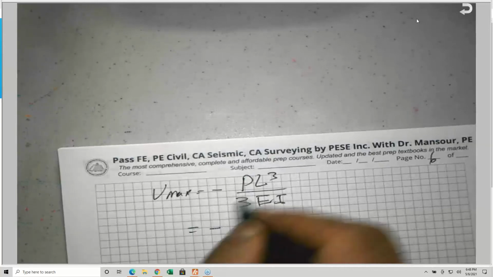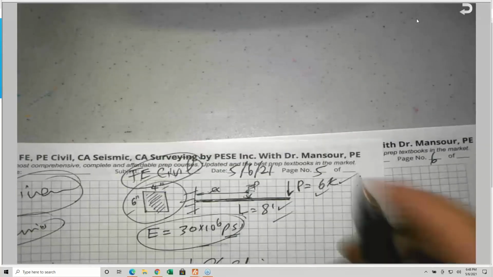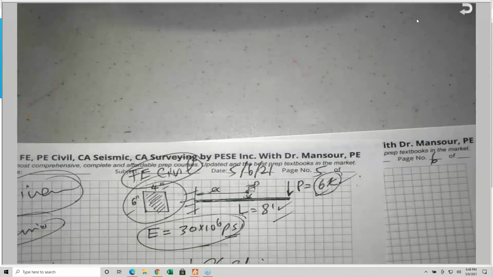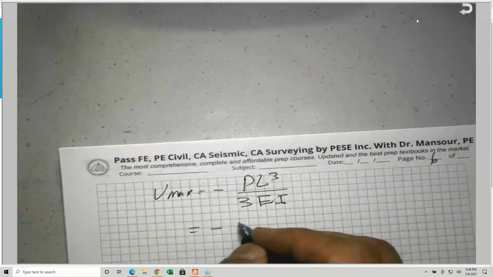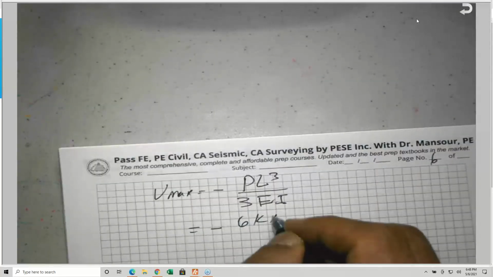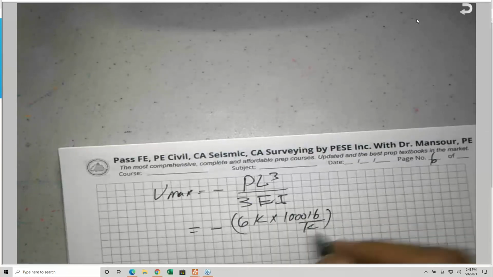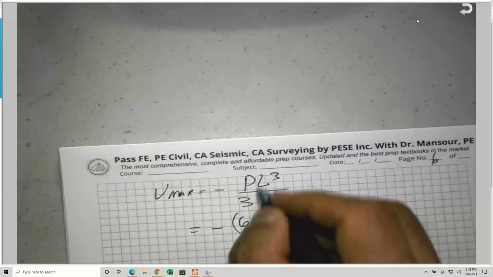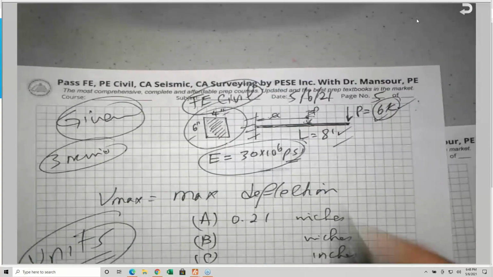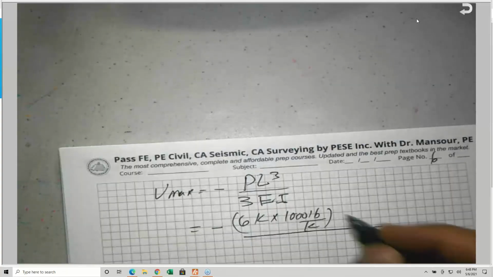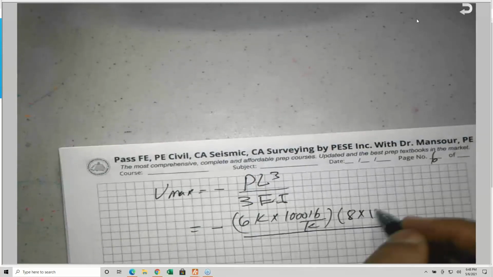So negative. What is P? P is equal to 6 kips. A kip is equal to 1,000 pounds per kip. L. What is L? L is 8 feet, but I need it to be in inches. So 8 feet times 12 inches per foot.